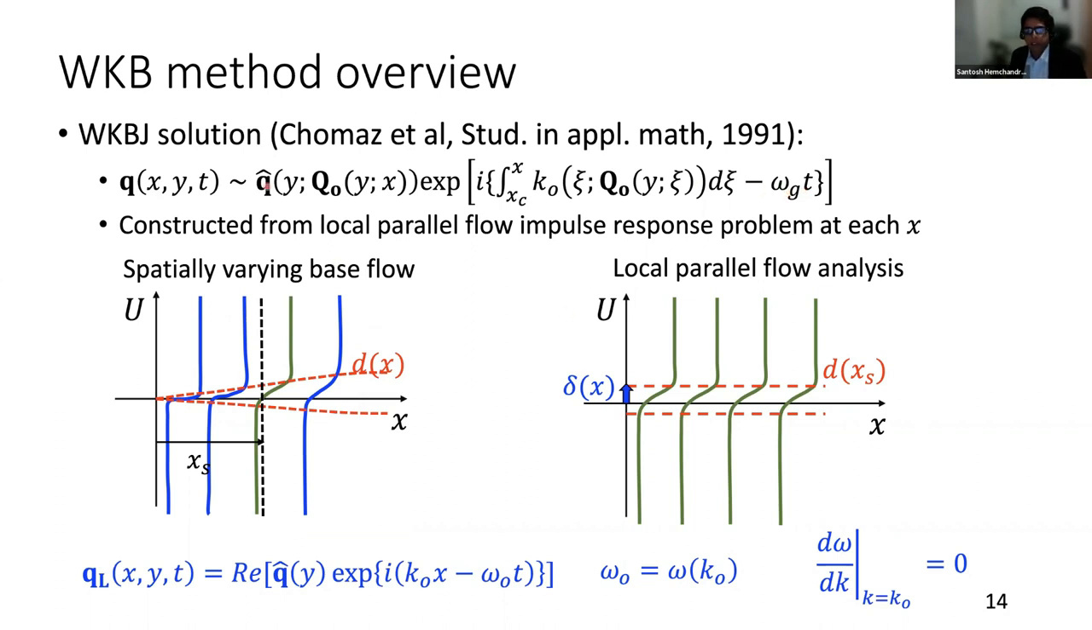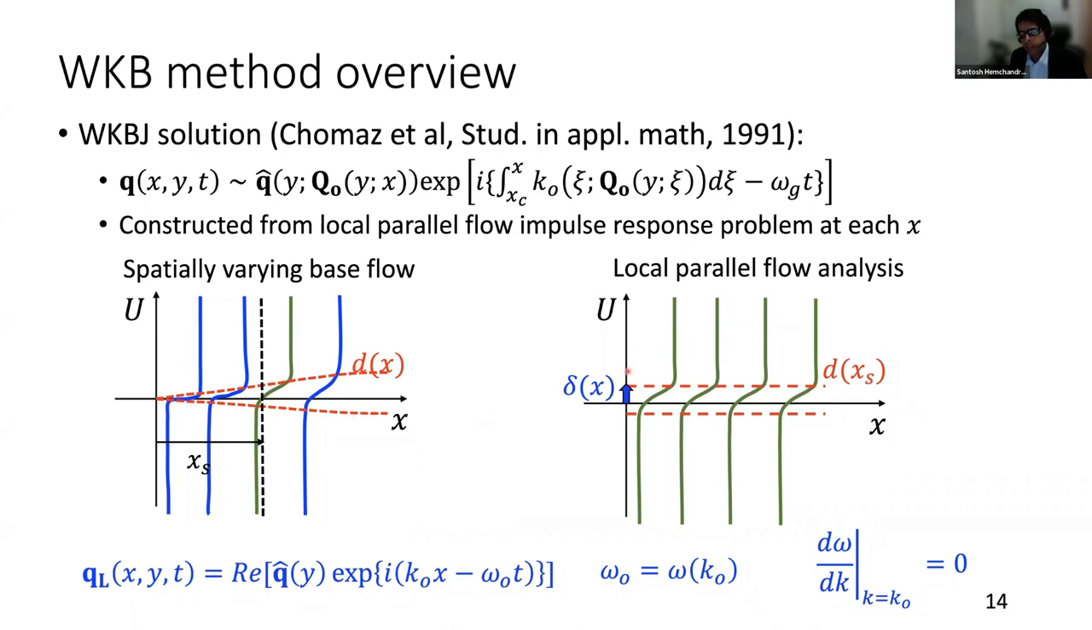Okay, so how do you get these? How do you get q hat, k naught, etc. to be able to construct this solution? So let's say you have a spatially varying base flow like this, and the cartoon here suggests a slowly evolving mixing layer, where the mixing layer thickness evolves downstream, d of x, like this.